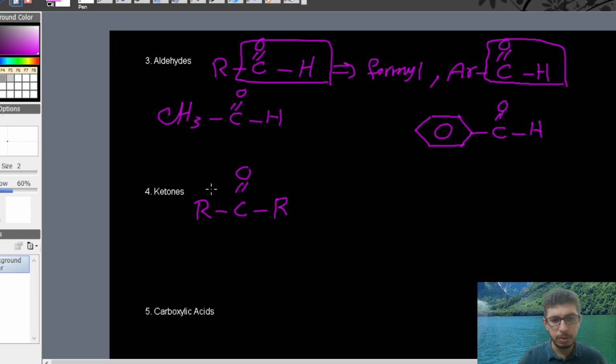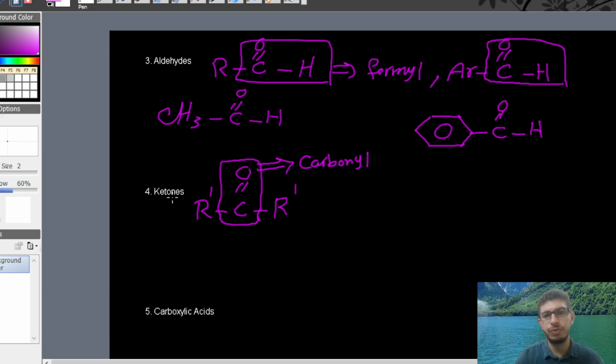An alkyl group, let's say this is R1, and this is R1. Alkyl groups on both sides of a carbonyl group. This is actually called a carbonyl group. Some people call it carbonyl. Carbonyl group. Okay. So this gives the compound the classification of ketones. Okay.